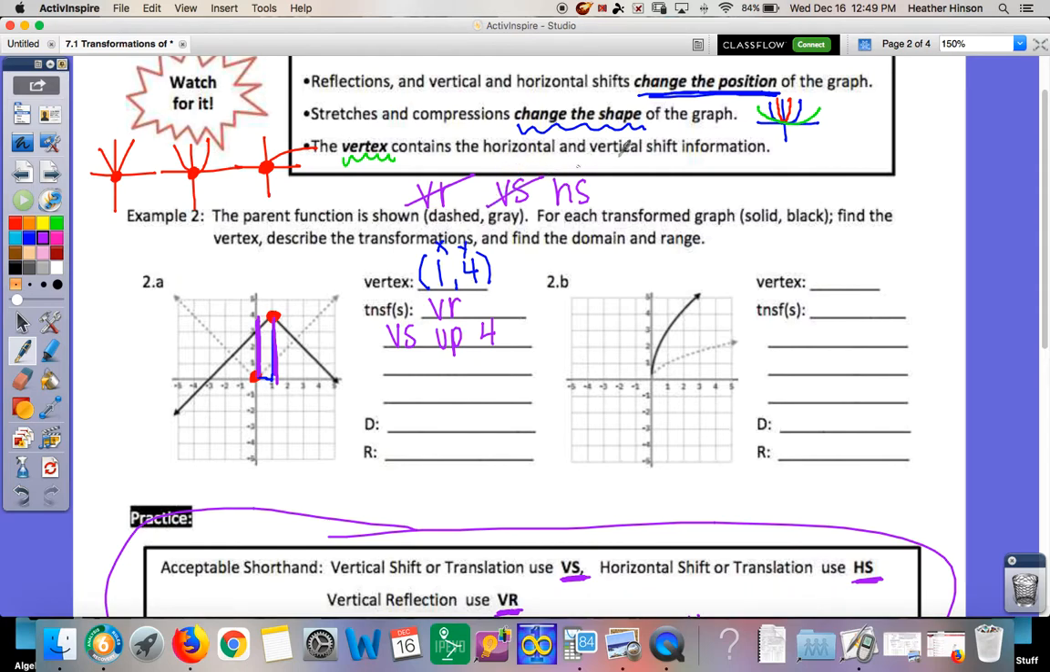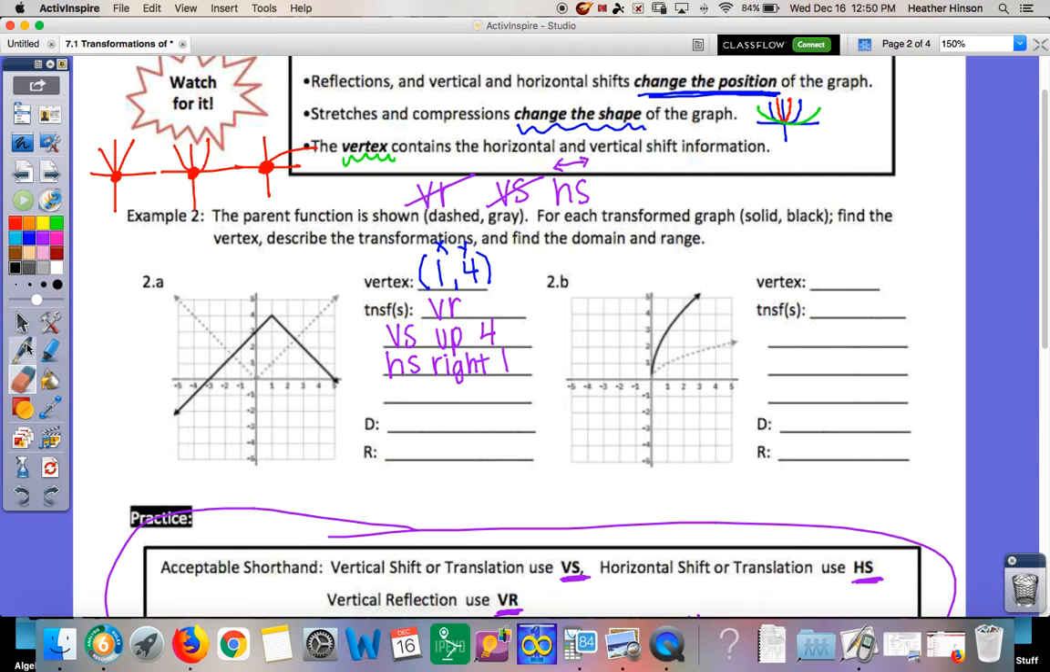So that's your vertical shift. Did it have a horizontal shift? Did it move left or right? Yes, it moved over to the right 1. So it's a horizontal shift, right 1.